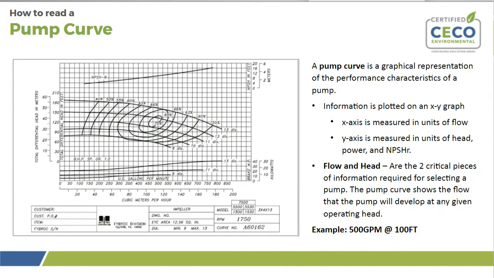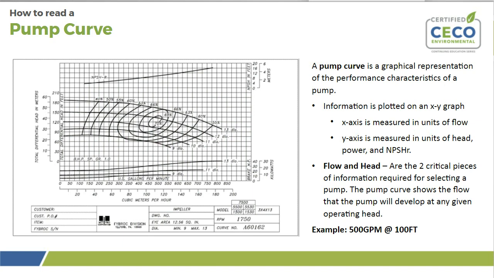So let's look at a pump curve. This is a typical pump curve. And what exactly is a pump curve? A pump curve is a graphical representation of the performance characteristics. You can see that on the x-axis we have flow, and with this typical pump curve, we listed multiple units to avoid having to create duplicate curves for imperial and SI units. So we have gallons per minute and also cubic meters per hour, just like the speedometer on your car, where you've got miles per hour and kilometers per hour.